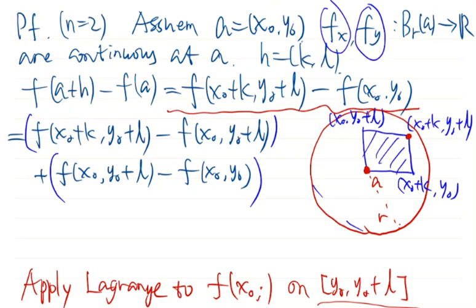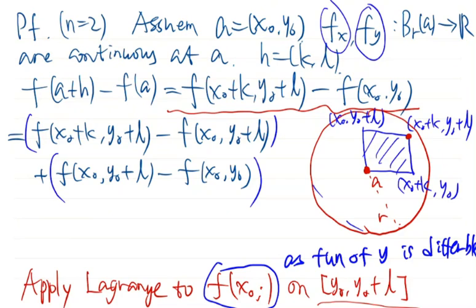Therefore, this function as a function of y is differentiable on this interval. So we can apply the Lagrange mean value theorem to this function. We will get a c. So this will be the derivative of this function. Derivative of this function is the partial derivative of f with respect to y.